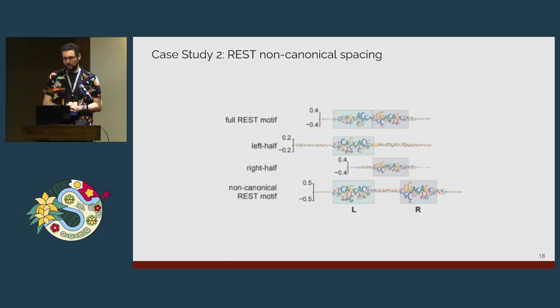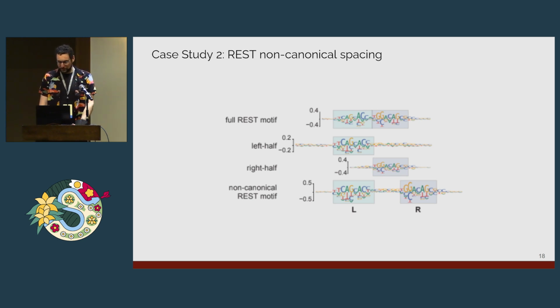The second one is returning back to REST. If we look at the top, this is the motif that we were seeing before. It's basically the canonical REST motif. REST is one of these zinc fingers, has a whole bunch of fingers. Each finger binds to 3 to 4 nucleotides, but there can be different spacing constraints. And this is something a PWM cannot capture, that if you don't care about the exact number of base pairs between the fingers, there can be an additional one, you can't have a rigid static PWM.